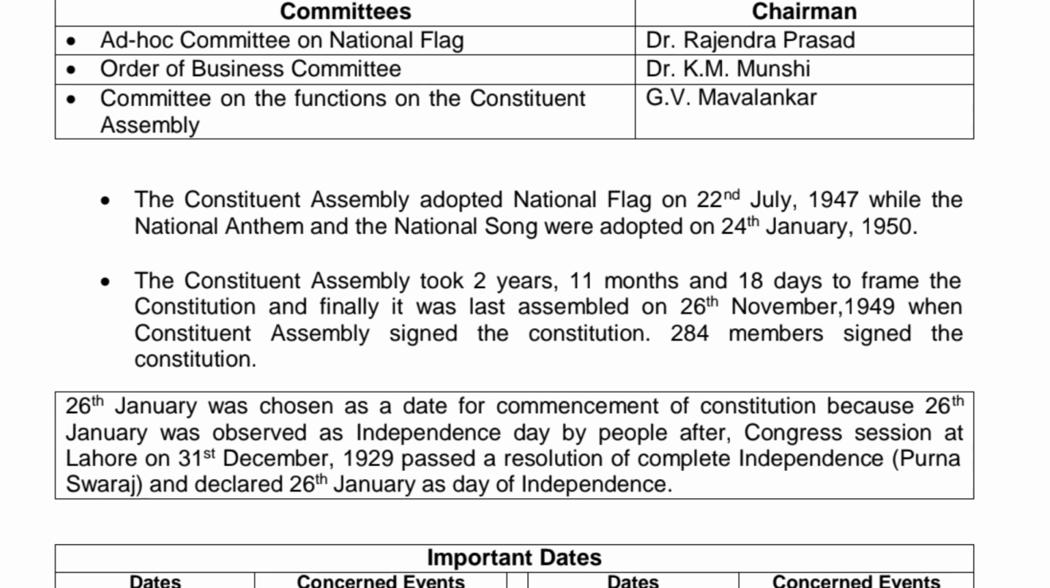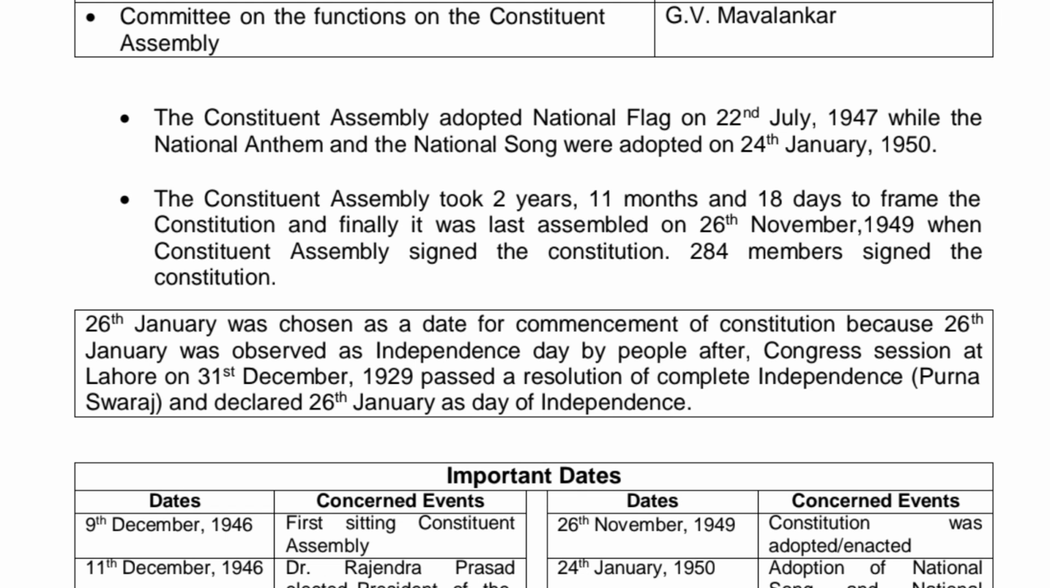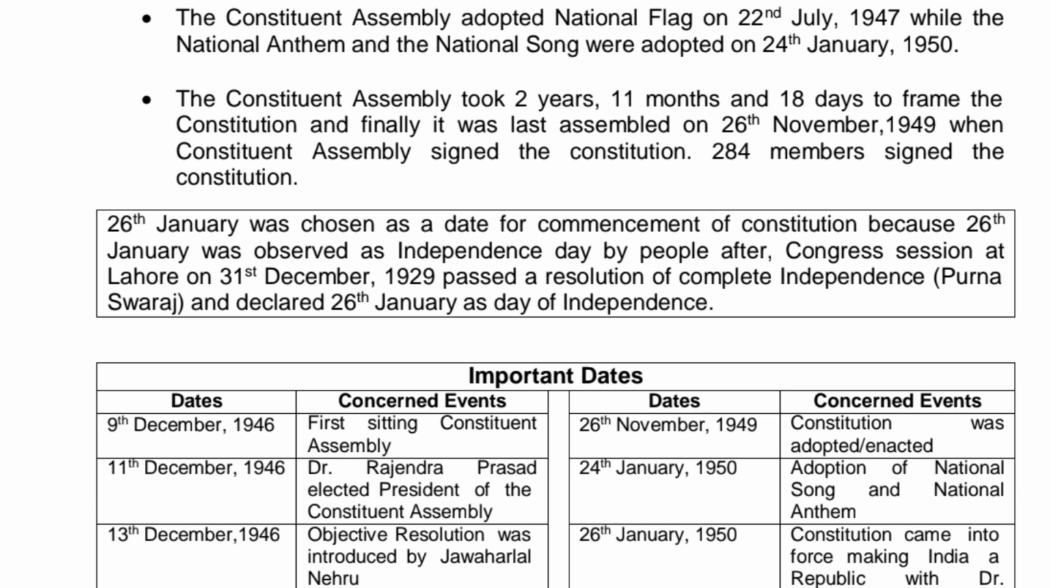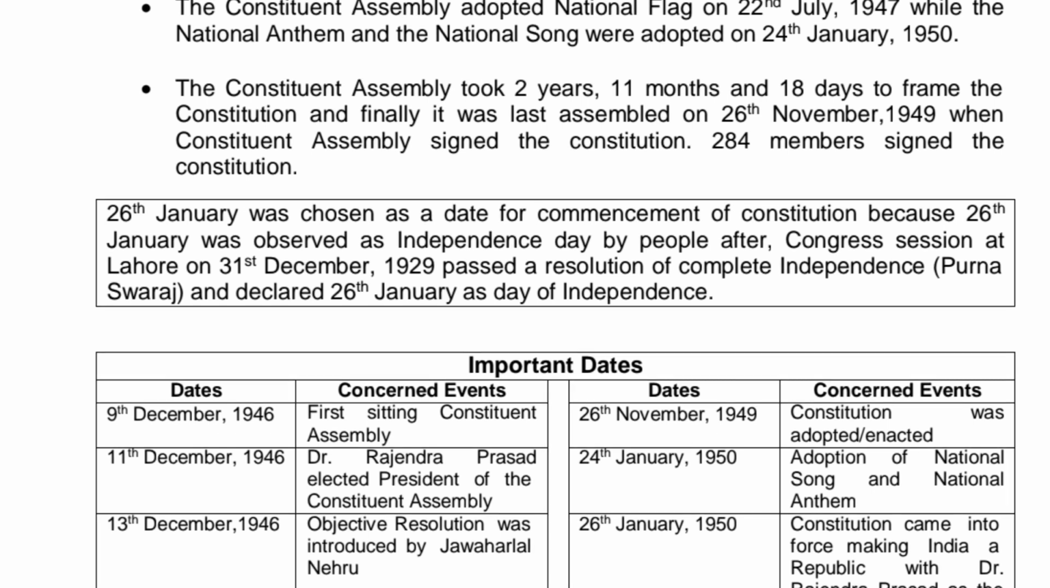The Constituent Assembly took 2 years, 11 months, and 18 days to frame the Constitution, and it last assembled on 26th November 1949, when it signed the Constitution. 284 members signed the Constitution. 26th January was chosen as the date of commencement of the Constitution because it was observed as Independence Day by people after the Lahore session on 31st December 1929 passed a resolution of complete independence, Purna Swaraj, and declared 26th January as Day of Independence.